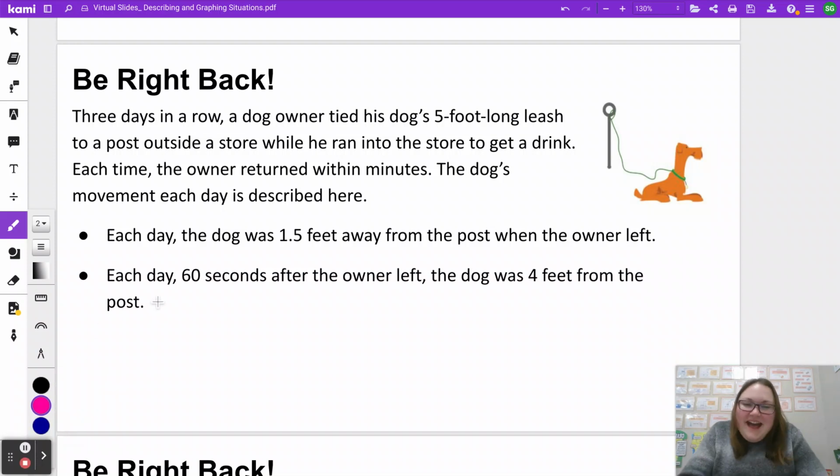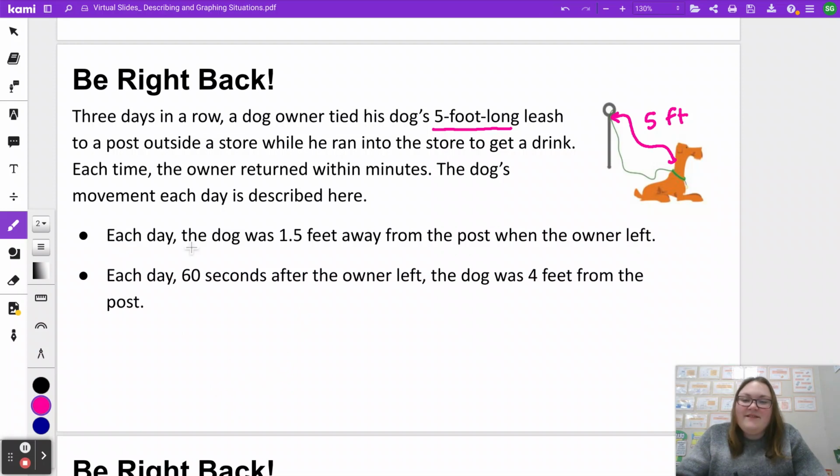Okay. After you've read through this story, you see our story is about 3 different days where a dog is tied to a post. We are given the information that this leash, this green cord the dog is tied with, the length of this is 5 feet long. And we are also told these 2 bullet points are going to be true for all 3 days.